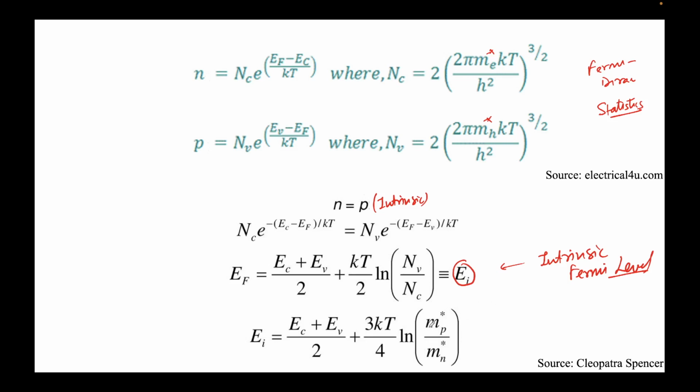It will be at mid gap only when the effective mass of holes is equal to effective mass of electrons, because then it will be natural log of 1, which is 0. So if effective masses are the same for electrons and holes, then and only then the intrinsic Fermi level lies at mid gap. Otherwise, it lies either slightly above or slightly below. We'll try to evaluate how much above or how much below for this question. We'll evaluate that.